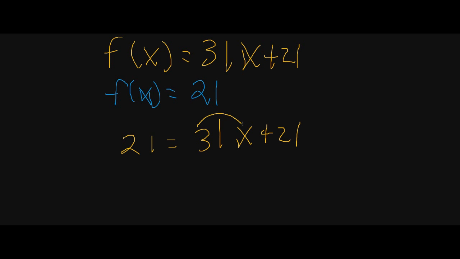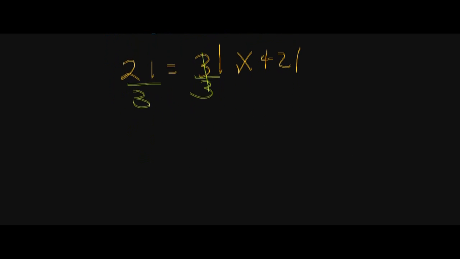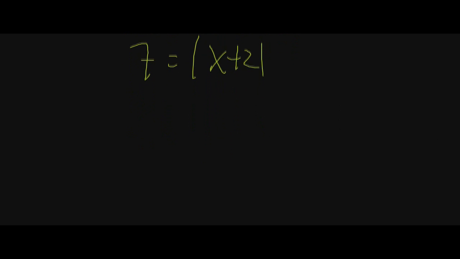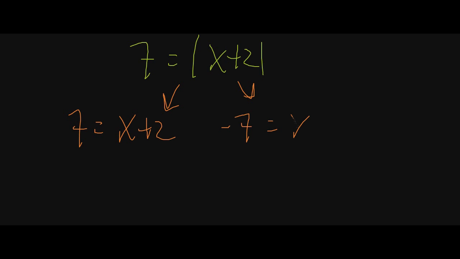Okay, I can't distribute this in here because we have the absolute value that's keeping this together. So the first thing I'm going to have to do is divide both sides by 3. Once I divide both sides by 3, I'm going to get 7 is equal to the absolute value of x plus 2. Okay, now, just like before, we're just going to split this up into two equations. 7 is equal to x plus 2, and negative 7 is equal to x plus 2, however you want to write it. All right, we subtract 2 from both sides.